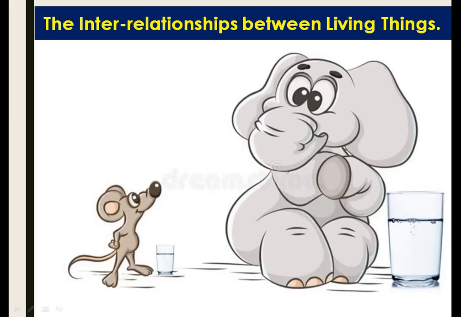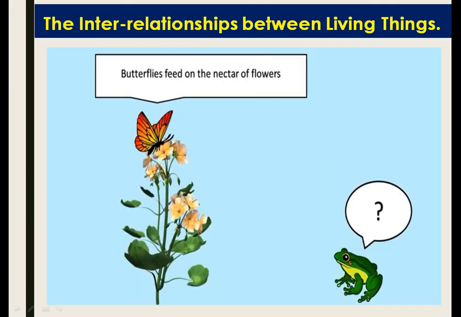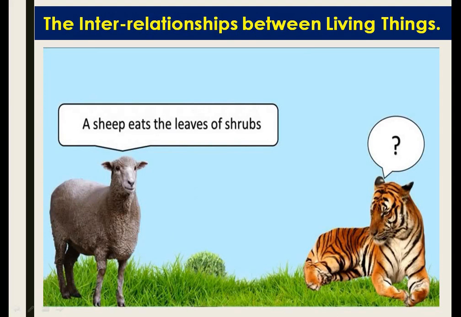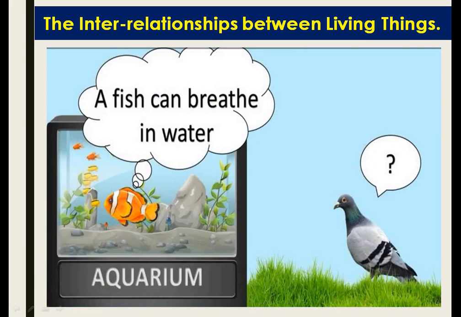For instance, the water that a mouse drinks in an entire day would not be enough for an elephant. Butterflies feed on the nectar of flowers. Can a frog do the same? No. A sheep eats the leaves of shrubs, but a tiger cannot. A fish can breathe in water. Can a bird do that? No.